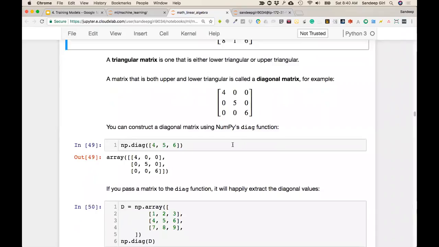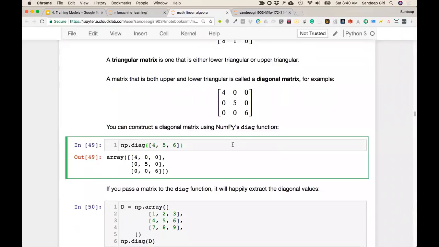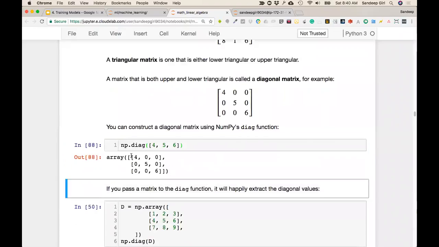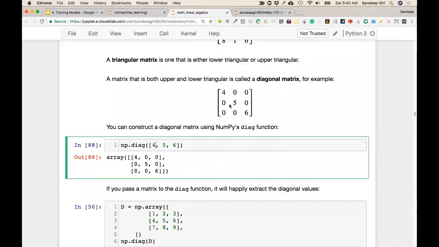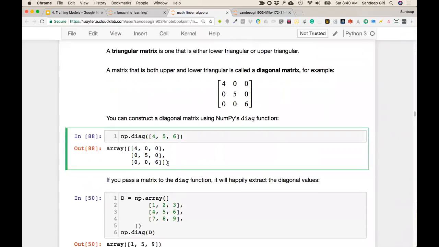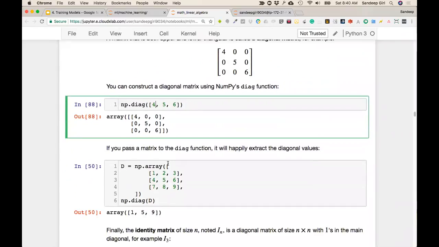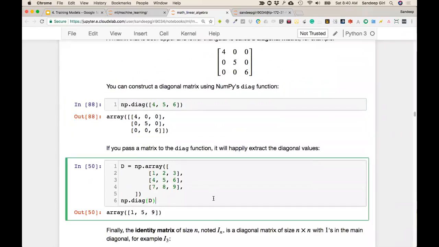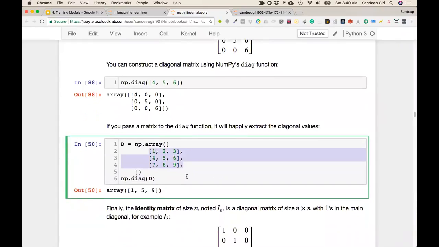The easiest way to create a diagonal matrix is using np.diag, and that way we get a diagonal matrix. You see, from a vector we can quickly prepare a diagonal matrix. Also, using the diag function, we can extract the diagonal of a matrix. So here we are extracting the diagonal of this matrix, 1, 5, 9.